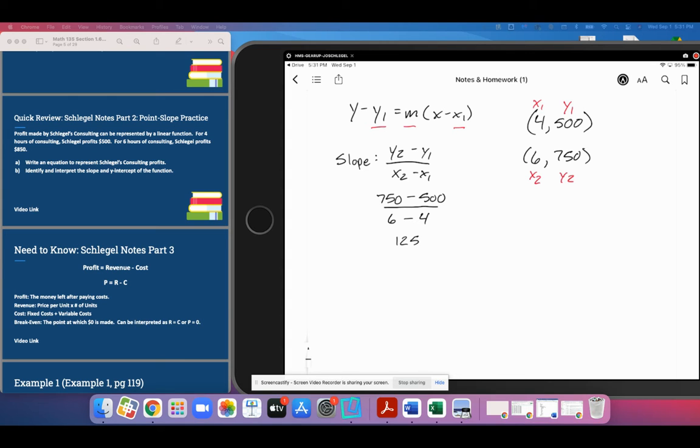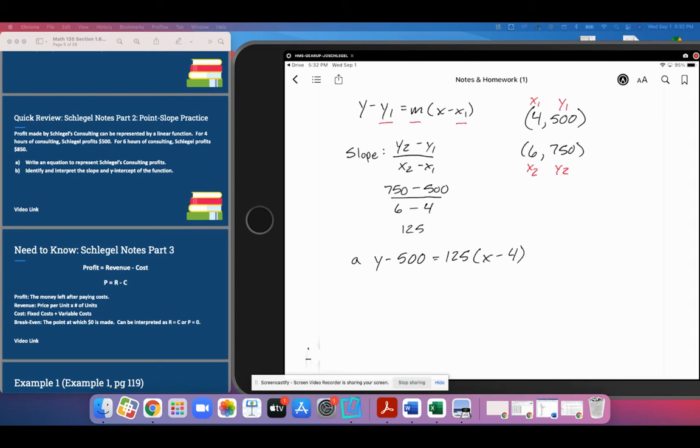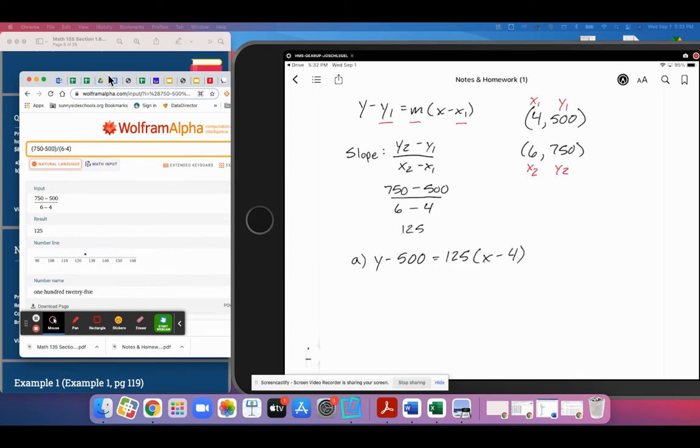So now we've got all the information we need to put together a point-slope formula for this problem. We've got y minus y1, which is 500, is equal to the slope, which is 125, times x minus x1, which is 4. And so we have successfully completed part A. That is an equation that represents the profit made by Schlegel's Consulting. What is very difficult to do using this, though, is to find and interpret the y-intercept. The slope we already found, which is 125, but the y-intercept is sort of hidden in this form.